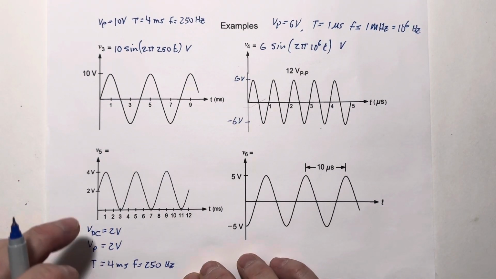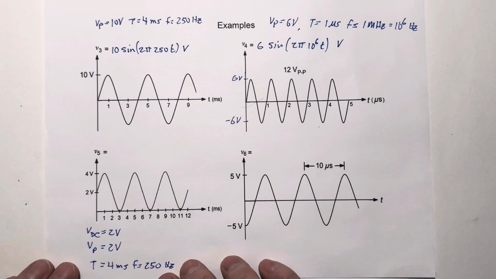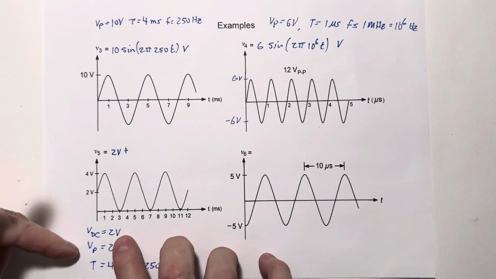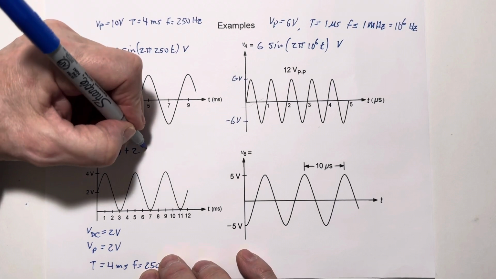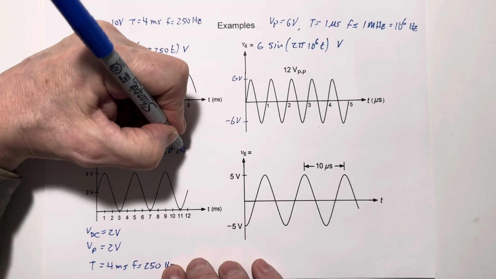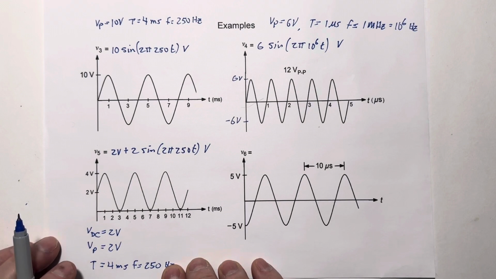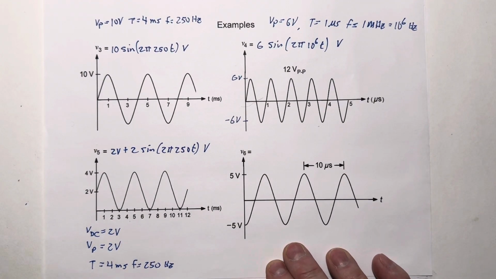So for the equation for this one, we have to write the DC part and the AC part as 2 separate pieces. We'll start with the DC part. We've got 2 volts DC plus 2, and it's a sine wave because it's starting at 0 crossing, 2 sine 2 pi 250 t volts. So we just have a DC voltage plus a sine wave riding on top of it. Another example of superposition.